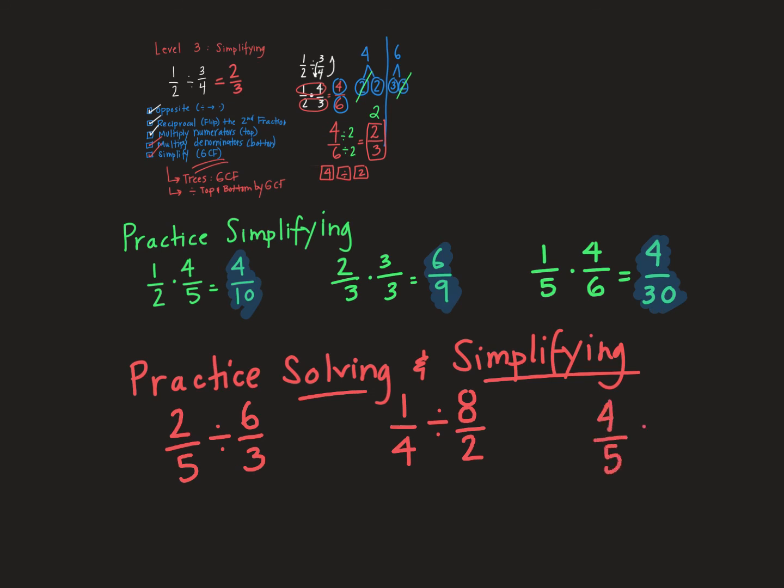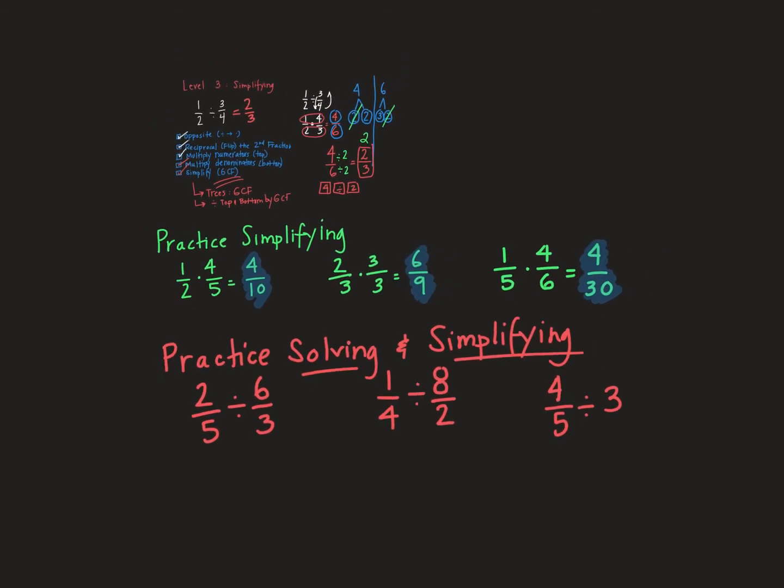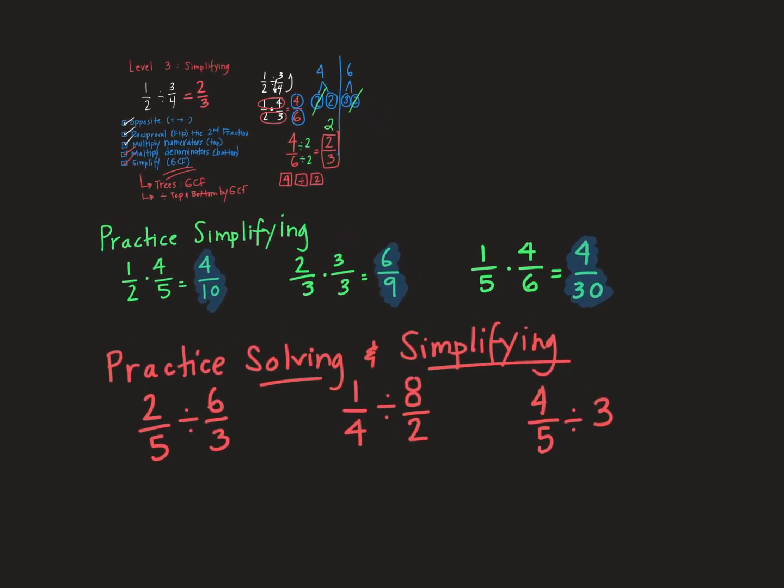4/5 divided by, go ahead and do that, 4/5 divided by 3. See what you can come up with. Remember, if it can't be simplified, it can't be simplified, but I want you to try them out and see what you can come up with. Okay? So those are your problems. Go ahead and do those, and then you'll move on.